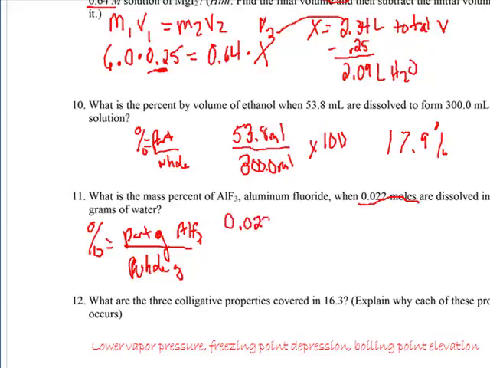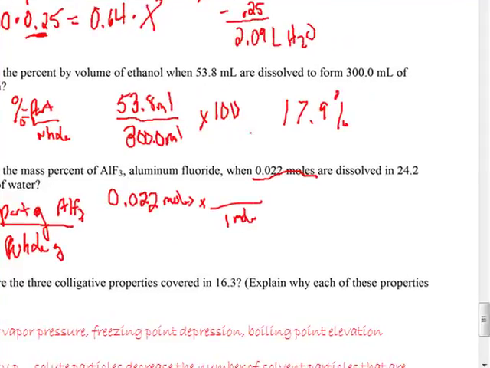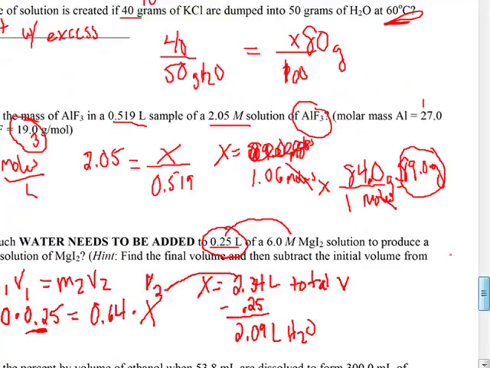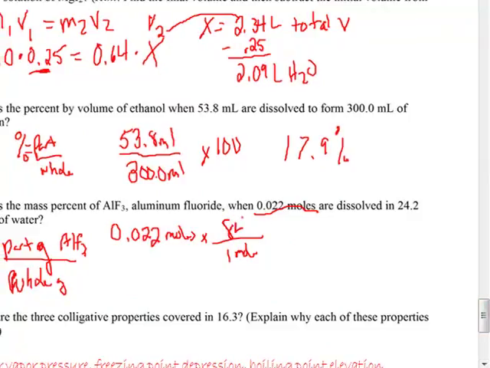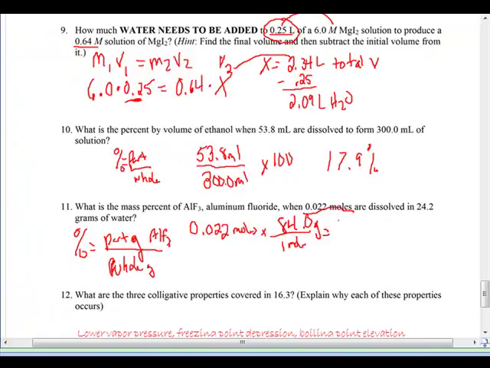So I have to do some behind the scenes math. So 0.022 moles times 1 mole on the bottom. What's the mass for aluminum fluoride? Well, I had figured it out earlier, so let's scroll up and let's see. Right there, I knew the aluminum fluoride equaled 84 grams per mole. So I'm going to plug that in down here. 84. Then I do out my math, and I end up with about 1.96 grams. So that's how many grams I have. And that amount is dissolved in 24.2 grams of water.